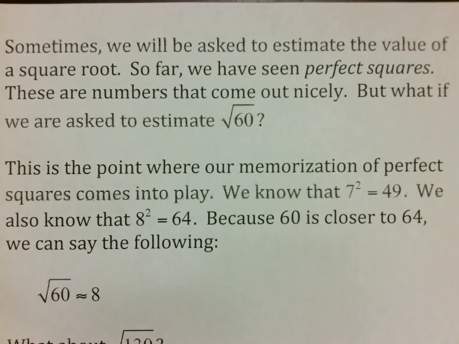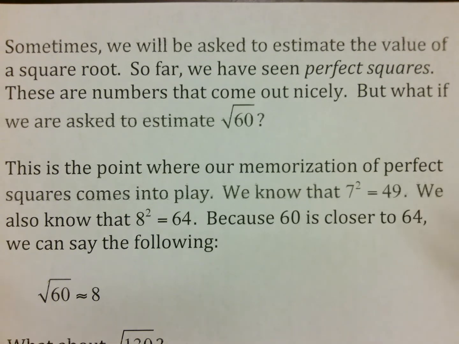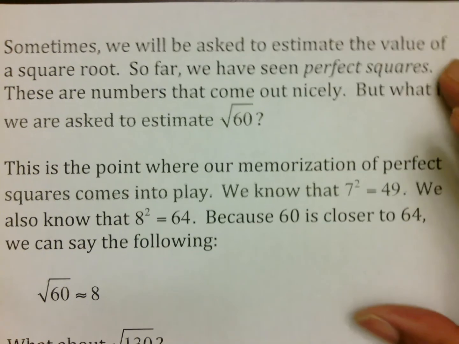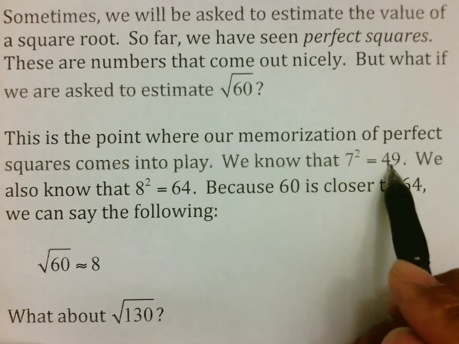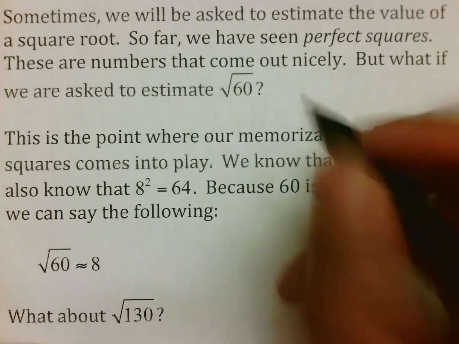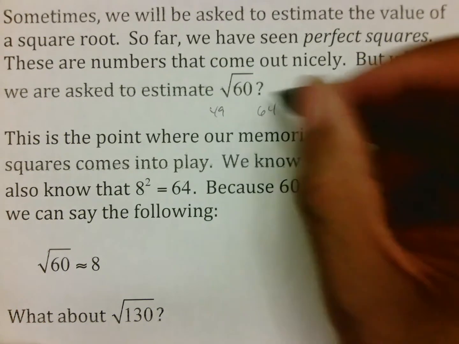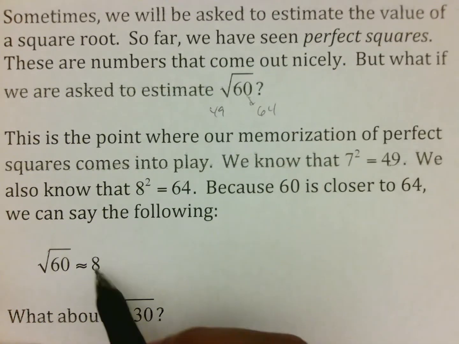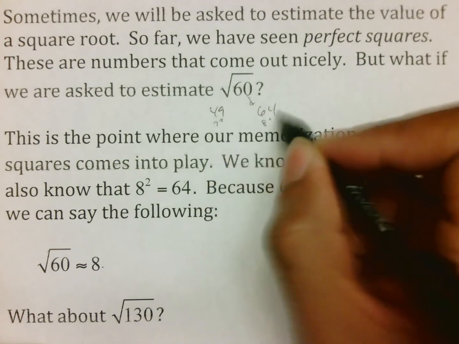Sometimes you're going to be asked to estimate the value of a square root. So far we've seen perfect squares, but what if we're asked to estimate the value of the square root of 60? This is where we have to know our numbers, which is why I said that it helps. We understand that 7 times 7 is 49, which is too low, but 8 times 8 is 64, which is too high. So we're looking somewhere between 49 and 64, and it's closer to 64, which means we can approximate it to be 8, because that is the number that makes 64.